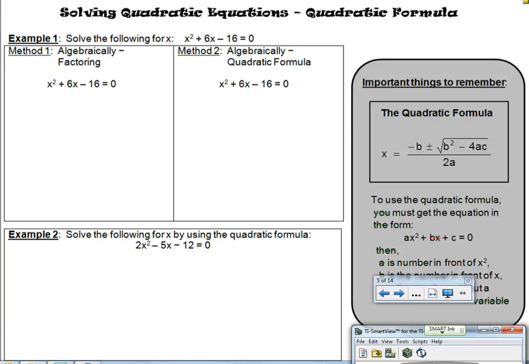Hi, today you're going to be learning how to solve quadratic equations by quadratic formulas. So this is our third method of solving quadratic equations algebraically. Recall that the factoring method only works if it can factor. And quite frankly, not all quadratic equations out there in the real world can factor.